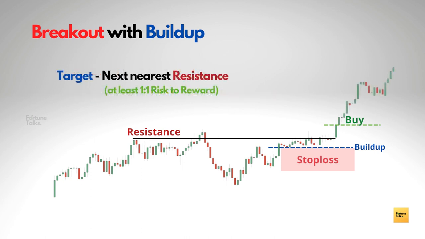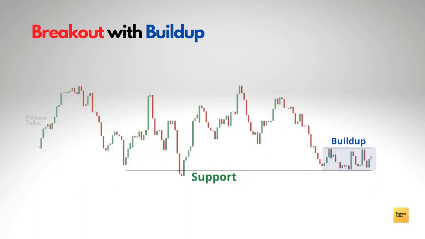Now talking about the targets, my target would be the next nearest structure, in this case the next nearest resistance level. Now look through your charts, look through the price approaching the support area, and ask yourselves what happens if there is a consolidation at the support area, and what will you do?